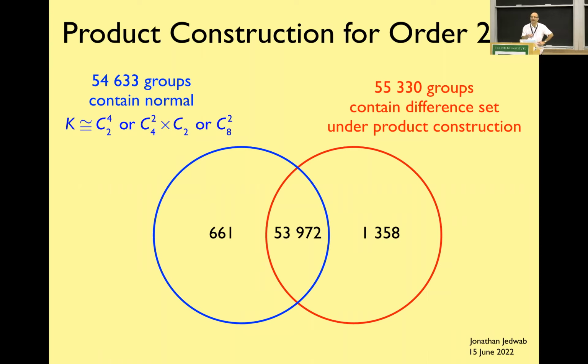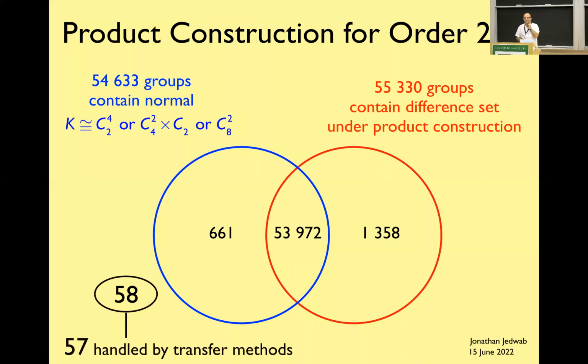And if you remember, the number that lay outside the blue circle before was 1,416, of which we've now taken account of 1,358, which leaves 58. And those are the ones we apply the transfer method to. And guess how many of the 58 we can deal with using all the transfer methods? 58, that's a little too optimistic. 57, correct, sold. 57, leaving one group.